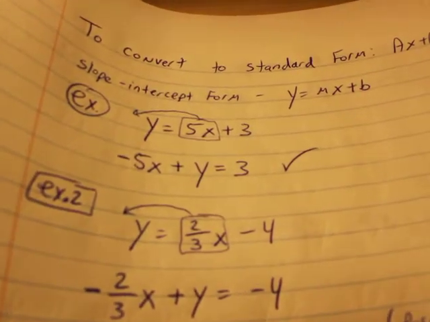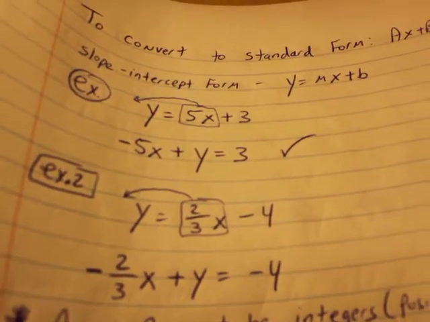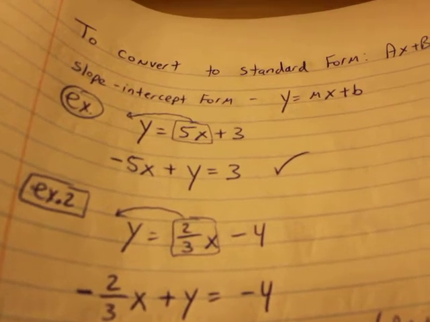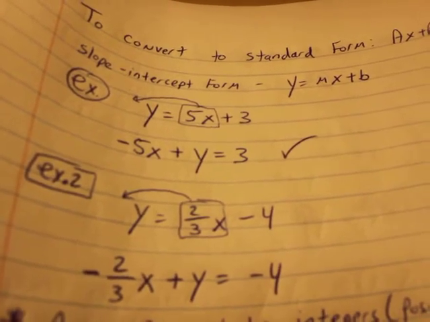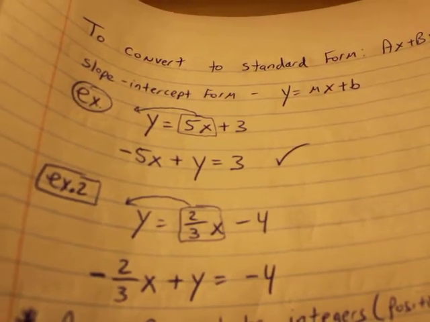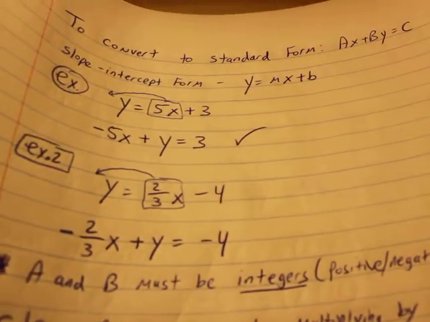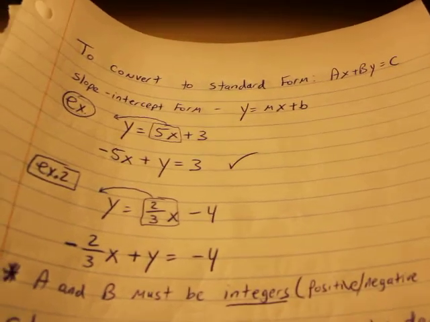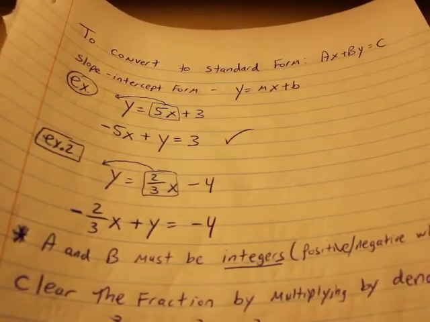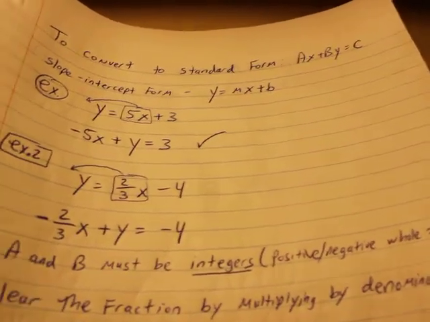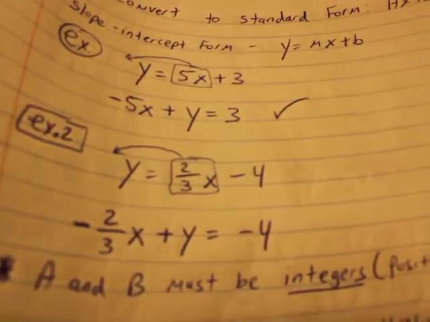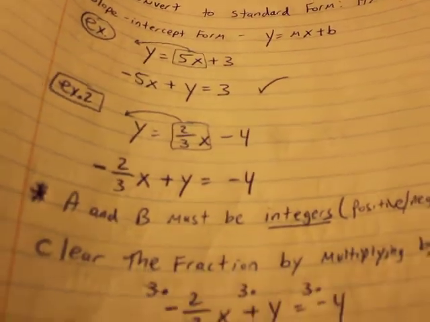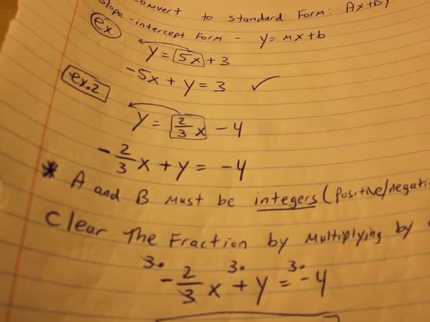slope's a fraction. So when you bring it over to the other side, like in example 2, make sure you change the sign when you bring it over, but I can't leave it like that because the a and the b must be integers, which mean positive and negative whole numbers. So what do I have to do to clear the fraction? Well, I'm going to multiply by the denominator. And what's the denominator of minus 2/3 x? That's right. We have to multiply everything by 3.